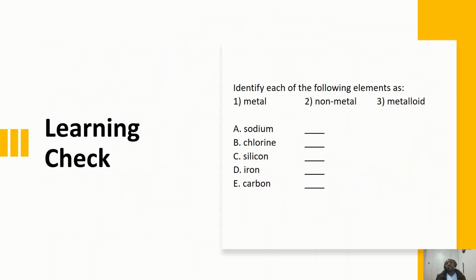So, learning check. We are to identify each of the following elements as metal, non-metal, or metalloid. So, is sodium a metal, non-metal, or metalloid? You have to identify. Please go back to the previous slide, pause this video, go back to your notes, and try to figure out those questions. We have chlorine, silicon, iron, and carbon as well.